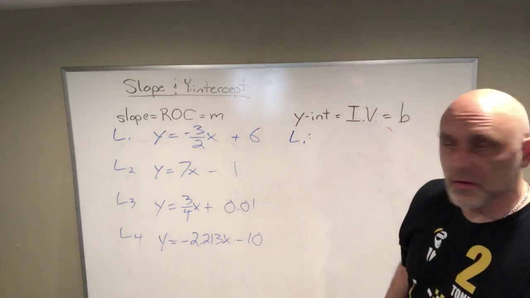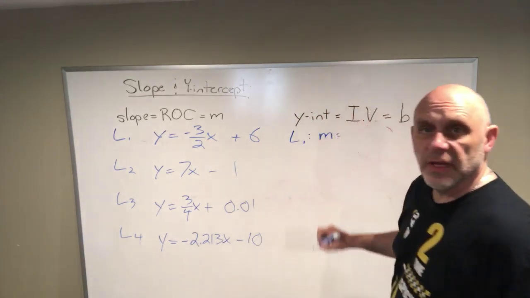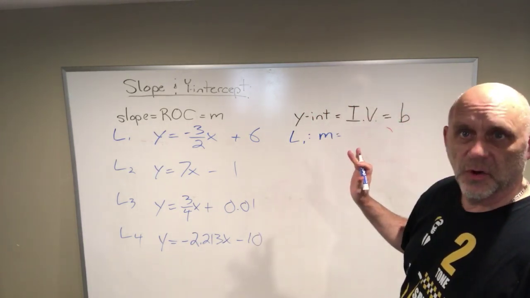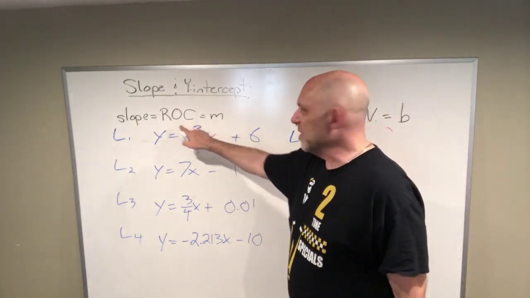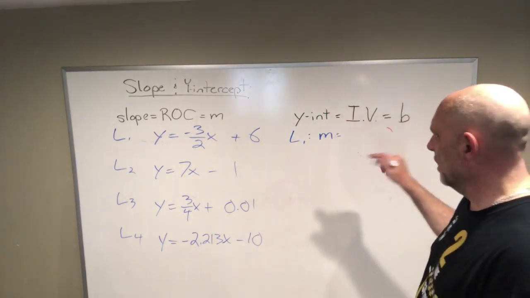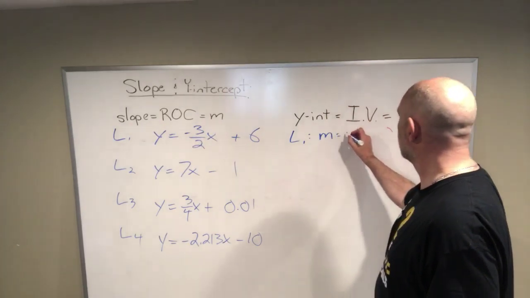what is the slope? The slope, because I'm lazy, I'm not going to write out the whole word slope, and I'm definitely not going to write out rate of change. I'd rather write M. M is the letter that stands for the slope. What is the slope? Whatever's beside x. Negative 3 over 2.